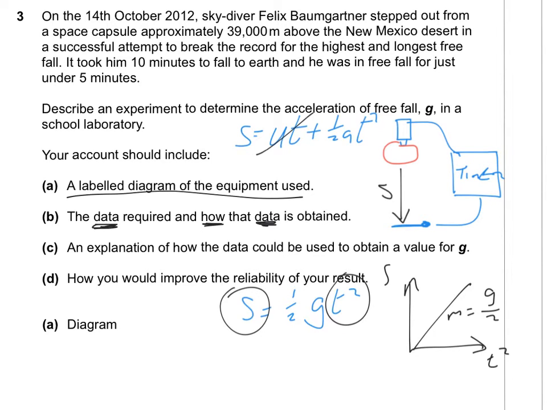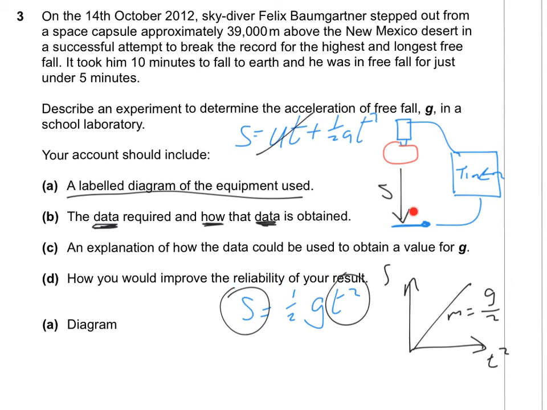How the data could be used to get a value for g is all this stuff down here about the graph, and the fact that you've looked at this equation and you recognize that if you plot s versus t squared, you're going to get a value of half g for your gradient, and how you would improve the reliability of your result.